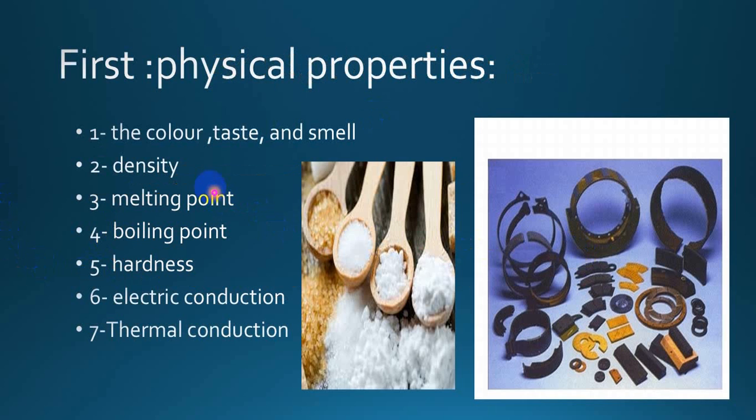First, physical properties. Physical properties mean the outer shape of the matter, the color, taste and smell, density, melting point, boiling point, hardness, electric conduction, thermal conduction. Here I have 7 different physical properties that we will start to study. Today we will start with the first and the second one only to be easy on you.